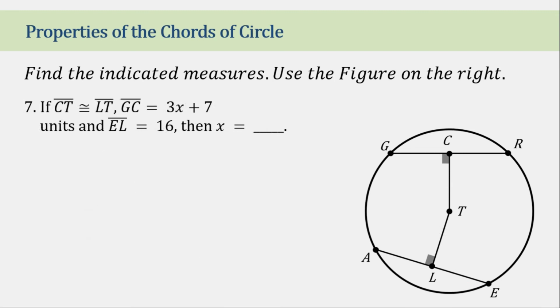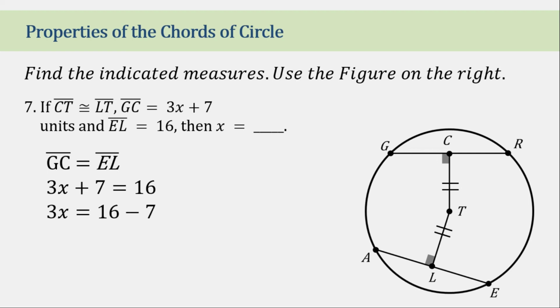On number 7, again we have the same equation where GC is equivalent to EL. Now we need to substitute all the given, which is GC equals 3x plus 7 and EL is 16. Now let's find x. Do some algebra and 3x equals 9. Divide both sides by 3. The answer is 3. So x is equal to 3.